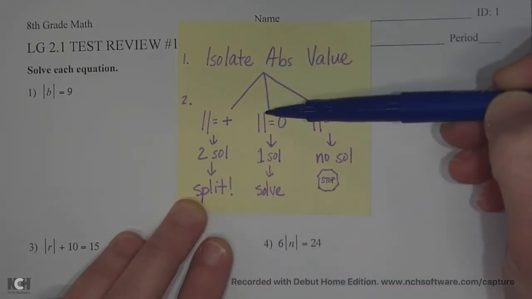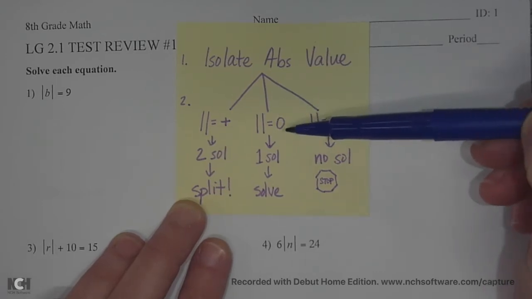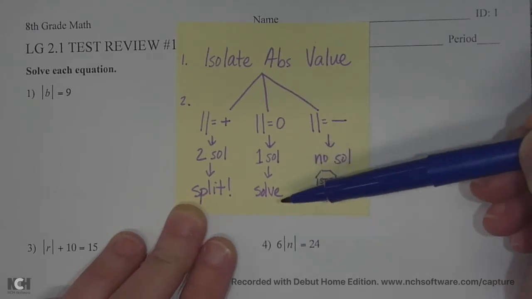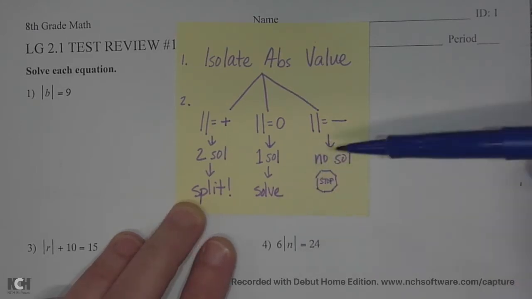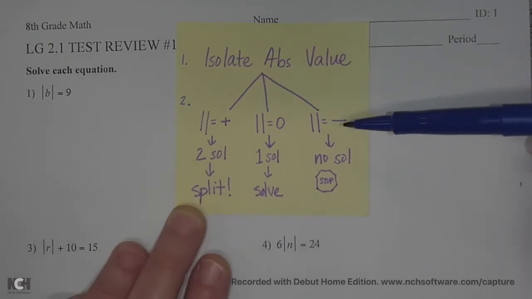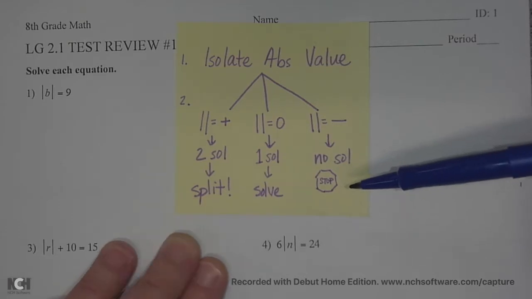Or you might have the absolute value all by itself set equal to a 0. In that case, you're going to know that there's just one solution. You can drop the absolute value bars and go ahead and solve it. And the third possibility is that the absolute value will be set equal to a negative number, in which case there is no solution. You can stop there and simply write no solution.